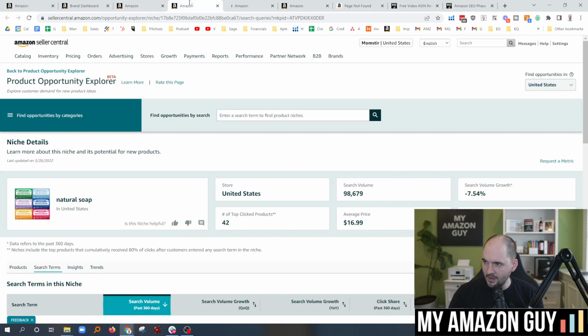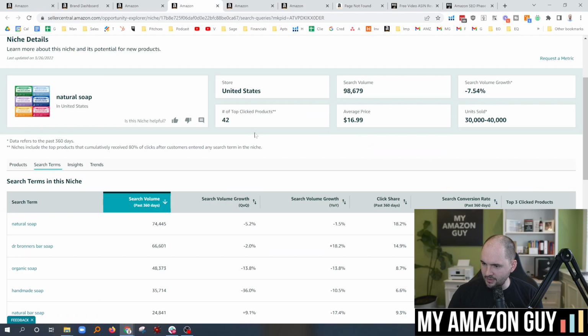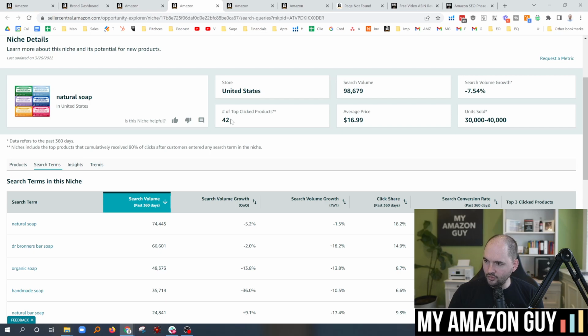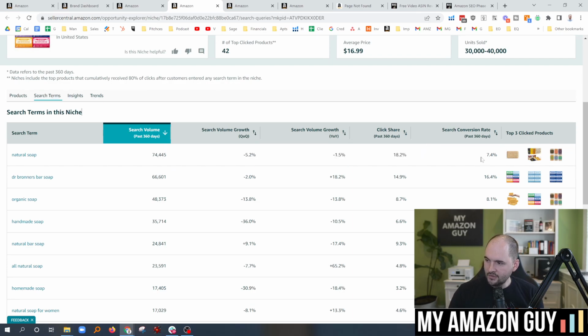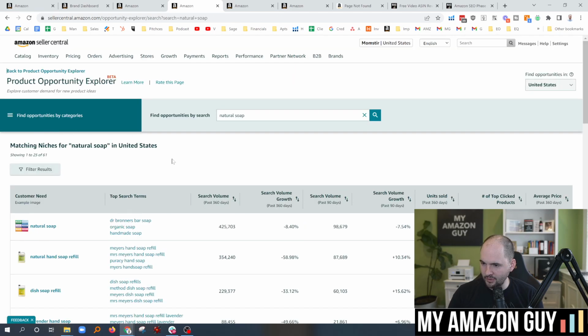Let's see what happens. Which one did I click on first? It looks like no matter which one you click on, we get a little bit different result here. I clicked on the product here, and we get 42 top clicked products. All of that information is still the same. But down here, we can see natural soap, search volume 74,000, and on the right, search conversion rate. So here you can see that this particular product has a 7.4% search conversion rate for natural soap, which is quite good.